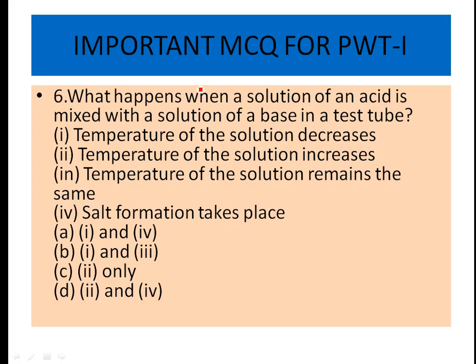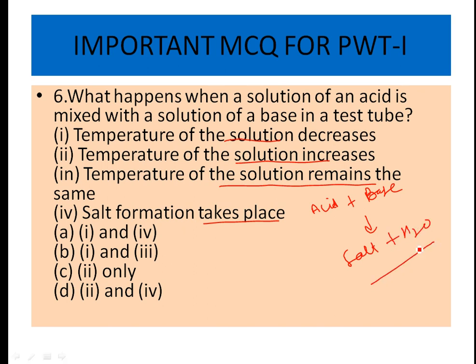Now, question number 6. What happens when a solution of an acid is mixed with a solution of a base in a test tube? The options are: temperature of the solution decreases, temperature of the solution increases, temperature of the solution remains the same, salt formation takes place. As we know, when an acid reacts with a base, it forms salt along with H2O. So which statement will be correct here?